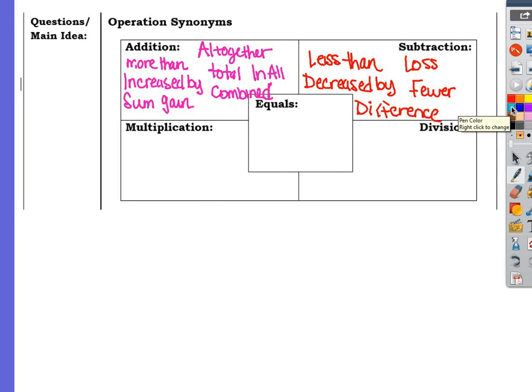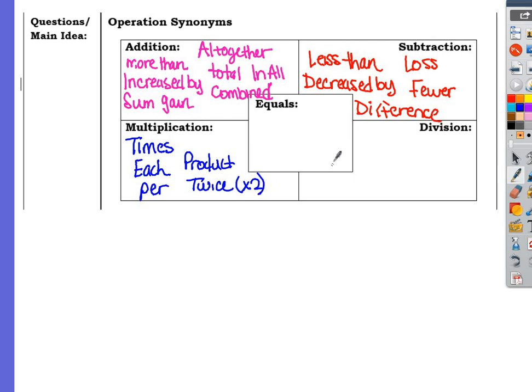So multiplication could be times, could be each, so that's a pretty popular one. Also per, product, or sometimes they'll say twice the amount, so that's a particular one. That means times 2.